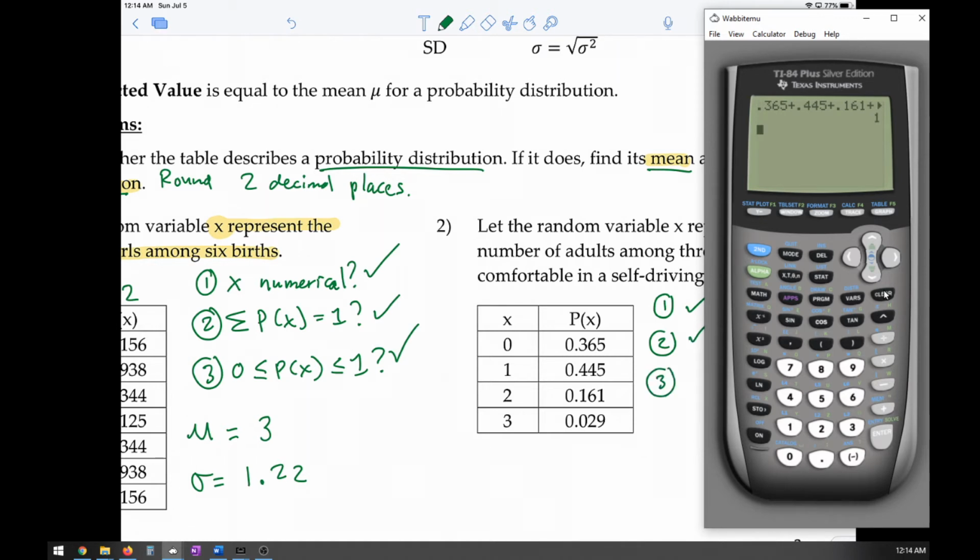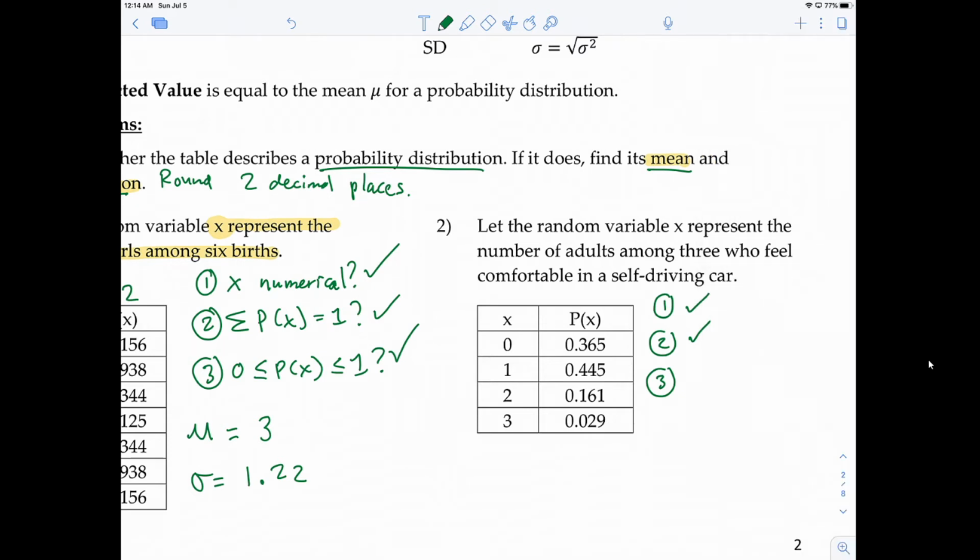Requirement number 3 is you want to check whether each of these individual probabilities are between 0 and 1. Yes, yes, yes, and yes, right? So that one checks off. So usually it's a red flag. The only time where the P of X is not between 0 and 1 is if you get a negative number or a number greater than 1, right? Then that wouldn't be between 0 and 1. Again, if you guys recall, probability ranges from 0 to 1, right? A valid probability ranges from 0 to 1.